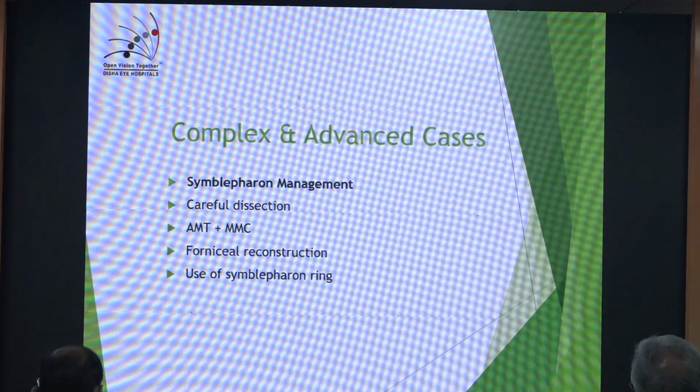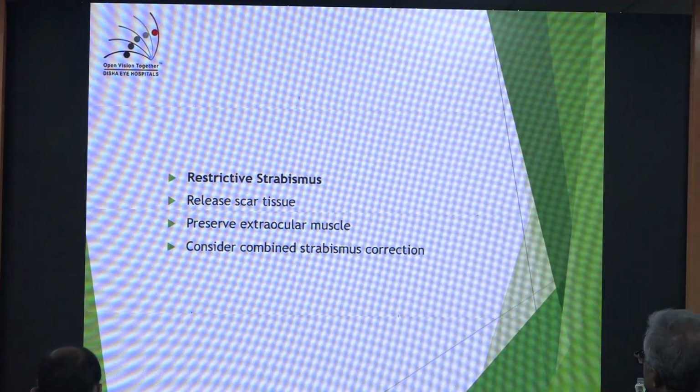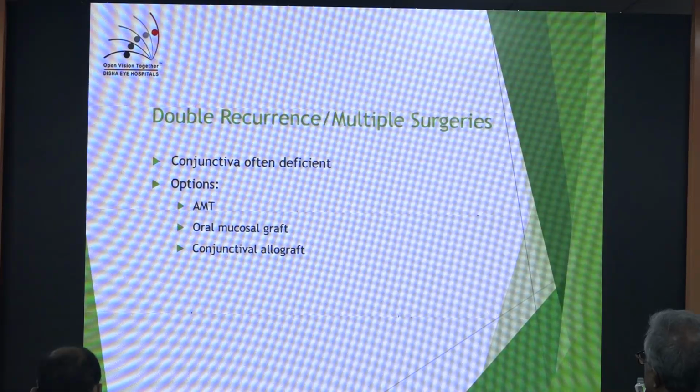In complex cases, careful dissection, AMT plus MMC is done for initial reconstruction. In double recurrences or multiple surgeries, conjunctiva are often deficient. So options include AMT, oral mucosal graft or conjunctival allograft.